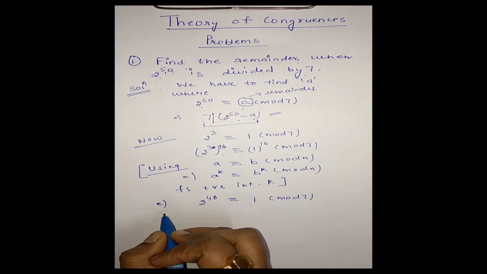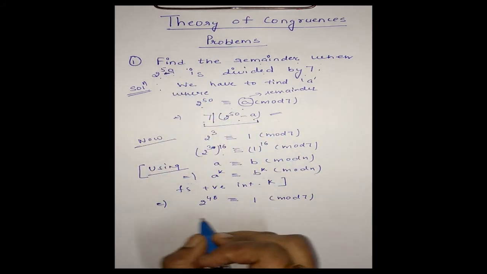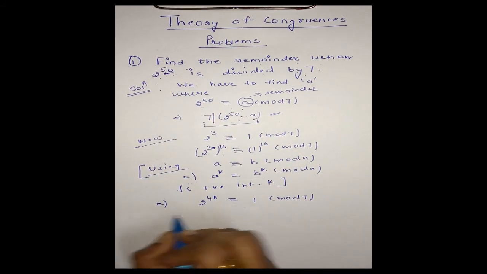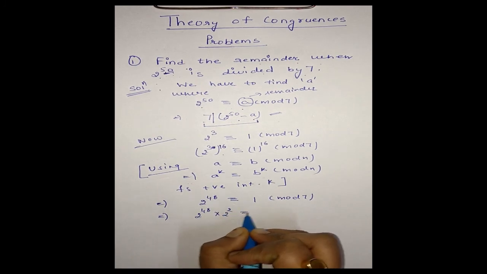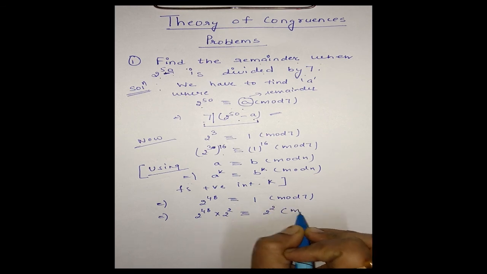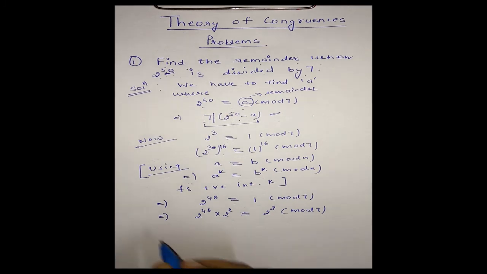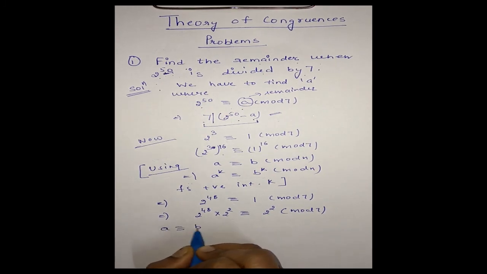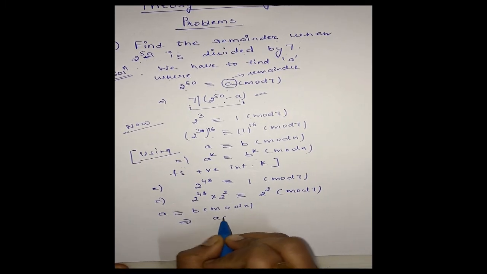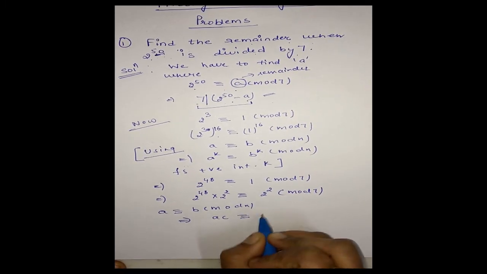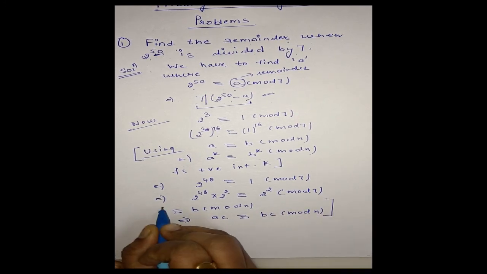Now we have to find the remainder when 2 power 50 is divided by 7. Now multiplying by 2 square on both sides will give us this. Now this is 2 power 50, and we are using the result: when A is congruent to B modulo n, this will imply A into C is congruent to B into C modulo n. We have used this property here.